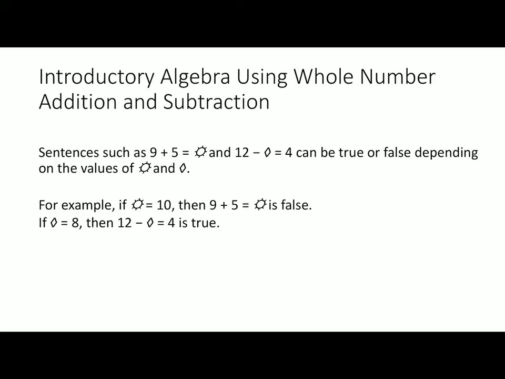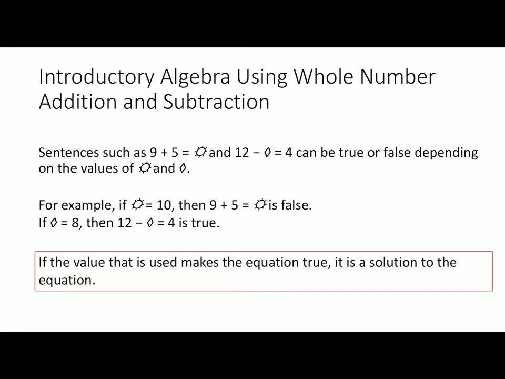So for example, if I let the sun be 10, well then that statement is false. 9 plus 5 is not equal to 10, right? If the diamond is 8, then 12 minus diamond equals 4 is true, because I know that 12 minus 8 is 4. So the values that make the equation true are called solutions to the equation. And that's when you get to your algebra class, when you go to solve something that looks like this, that's what you're looking for, a solution for x, right? A value that makes that statement true for x.